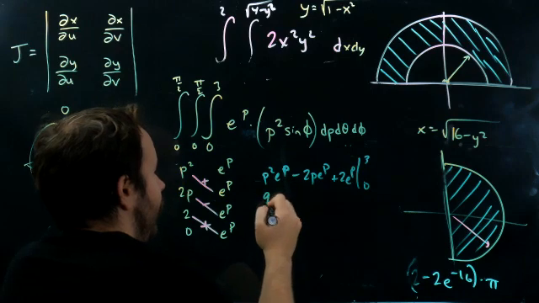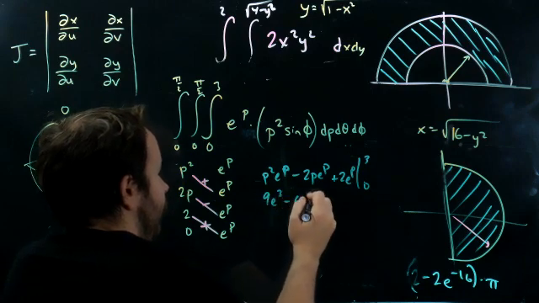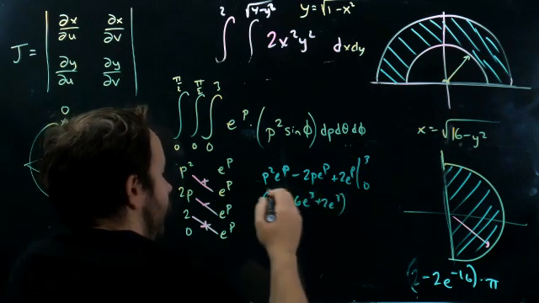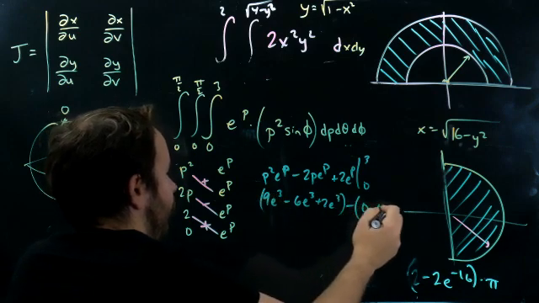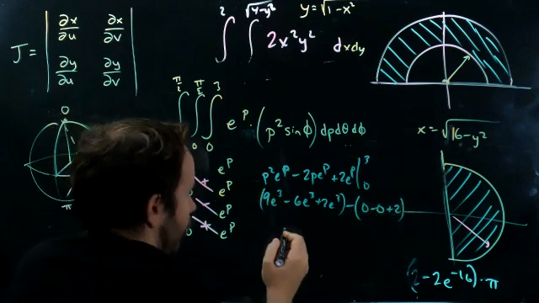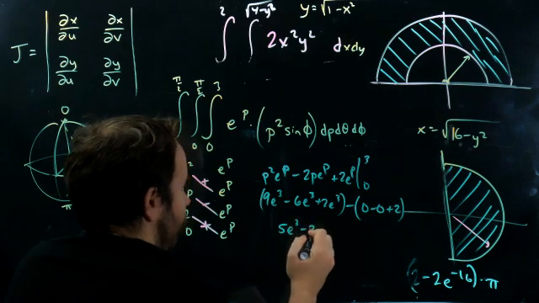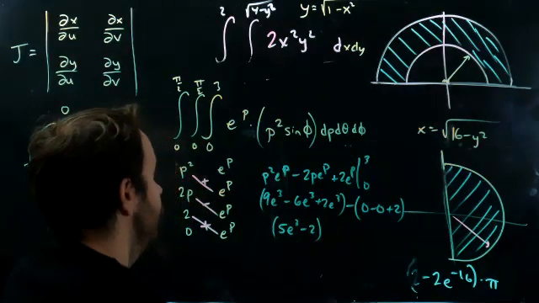When I do that, I get 9e cubed minus 6e cubed plus 2e cubed, minus what I get when I plug in 0. That's 0 minus 0 plus 2. So I get 5e cubed minus 2, sine phi.